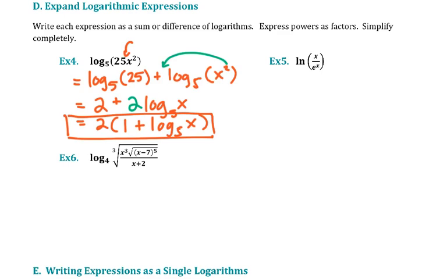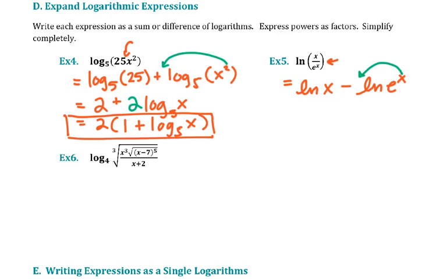So, example 5, natural log of x divided by e to the x. So, this is our quotient rule. And our quotient rule says I can take this and spread it out and write it as 2 separate logs, and they'll have a minus in between them. They'll still be logarithms of the same base. So I've got natural log of x minus natural log of e to the x.